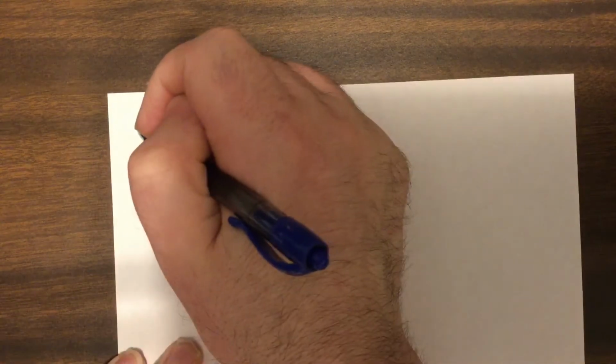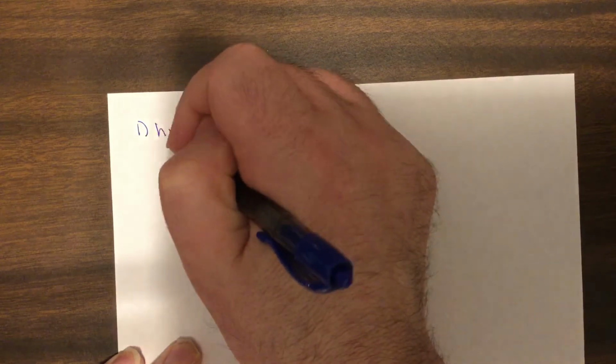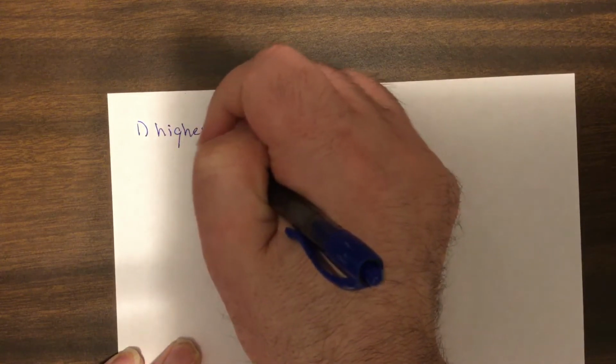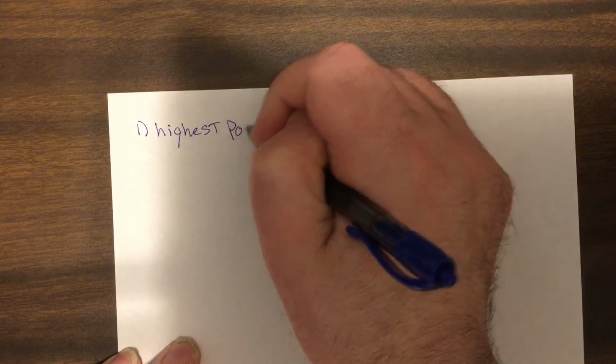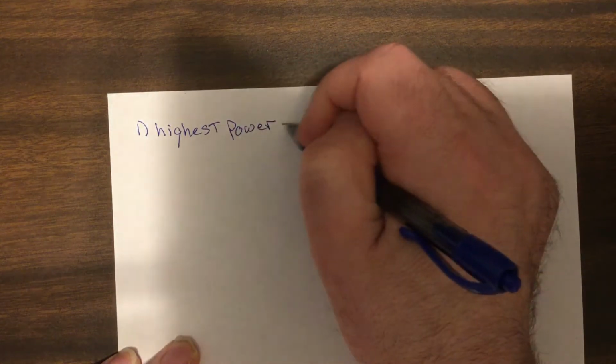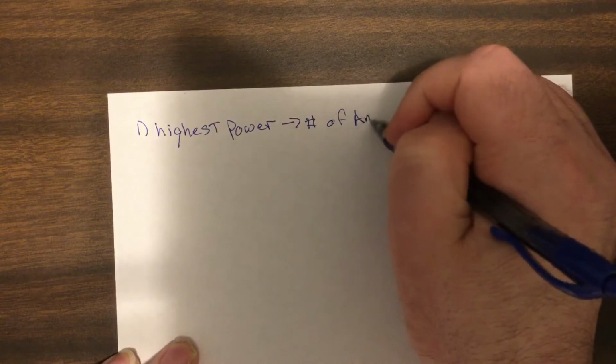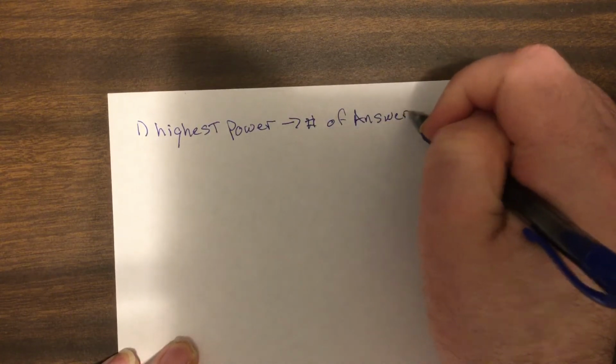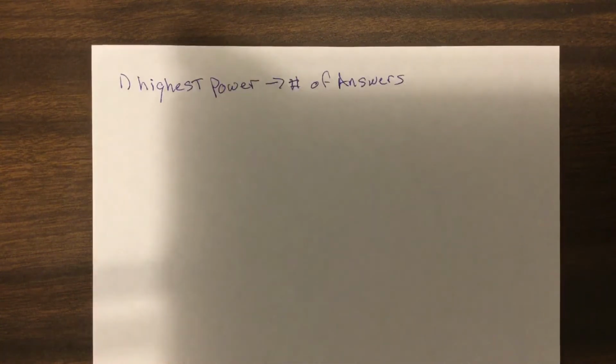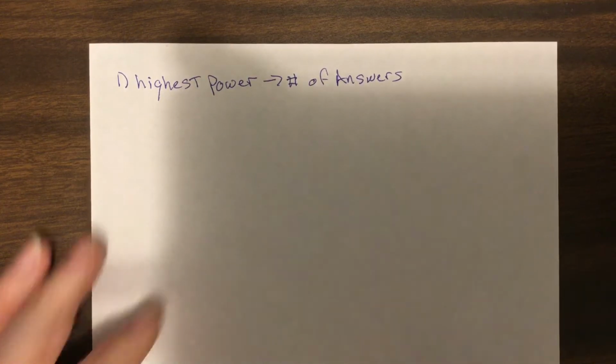We'll be able to start solving real soon. There are some facts you need to know. The first one we've already talked about: the highest power is the number of answers. So that's the first thing you want to do when you start solving: how many answers are there? And they go from there.